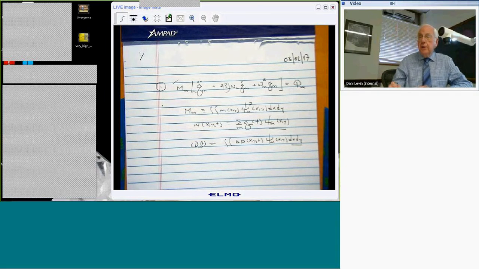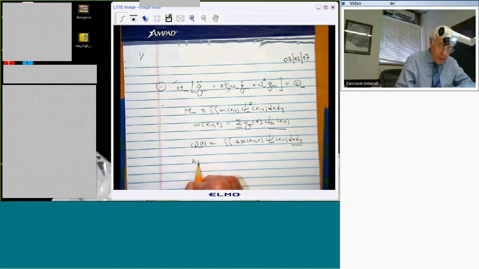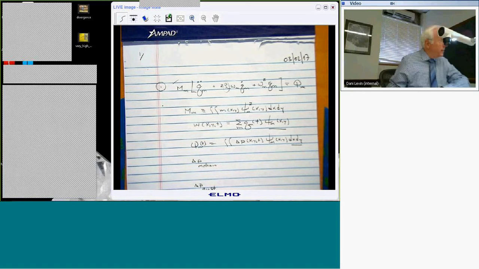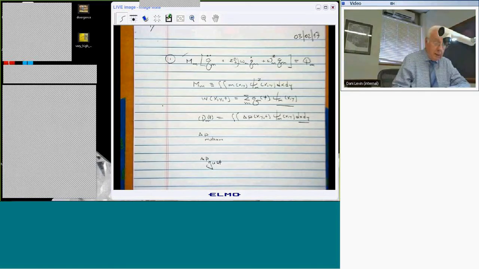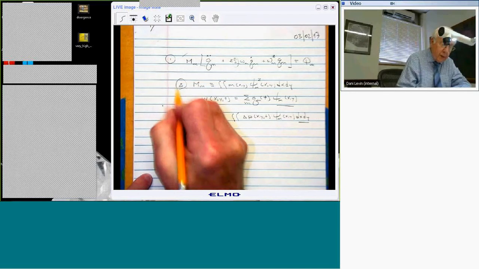And within the linear model, we simply assume that these can be added together to give the total pressure of interest. So we have a pressure due to the motion, and we have a pressure due to the gust. I should give these some more numbers, I suppose.